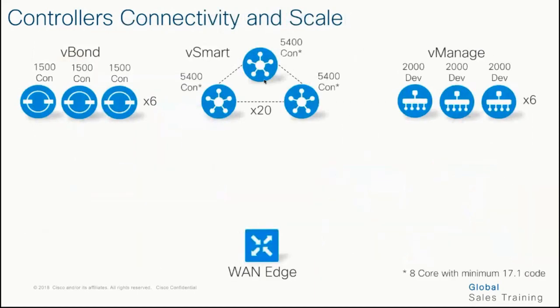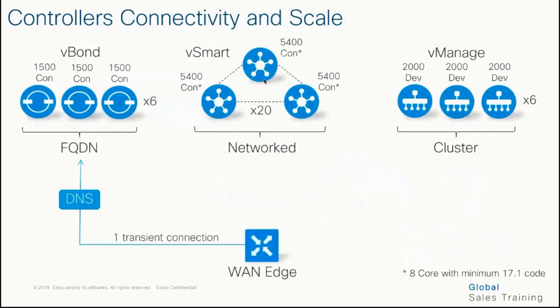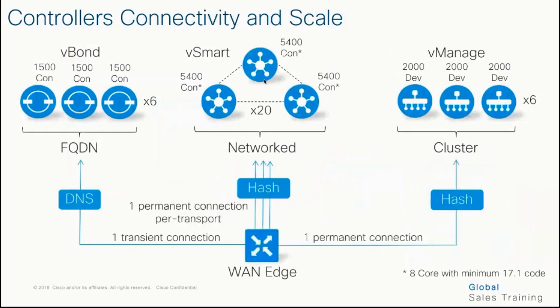So we have mentioned a couple of times the scale numbers about the controllers, how many devices each controller handles. I think this is a slide you have seen multiple times while working with a customer. From a limitation perspective, each vBond supports 1500, and that's what we have tested. There's no hard limit, but that's what we have come up with, and in our testing, things work quite well. Each vSmart goes up to 5400 connections, and each vManage goes up to 2000.